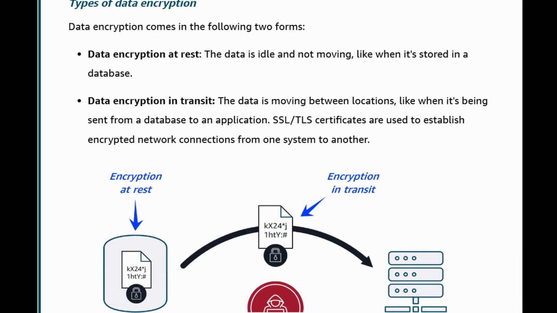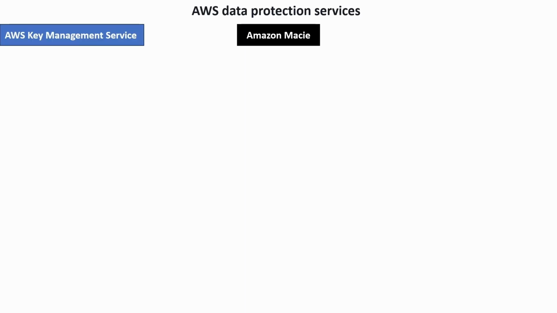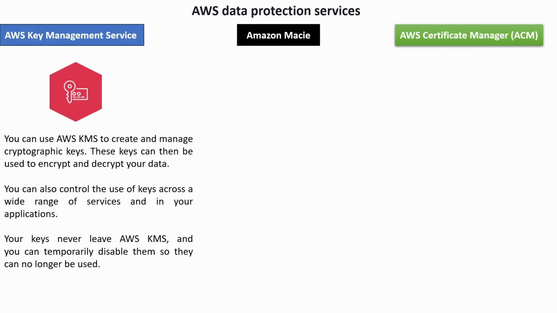Encryption at rest protects data sitting on a disk like an S3 or a database. AWS Key Management Service handles the creation and management of these kinds of digital keys. AWS offers a few data protection services to help protect your data like AWS Key Management Service, Amazon Macie, and AWS Certificate Manager. You can use AWS Key Management Service to create and manage cryptographic keys.